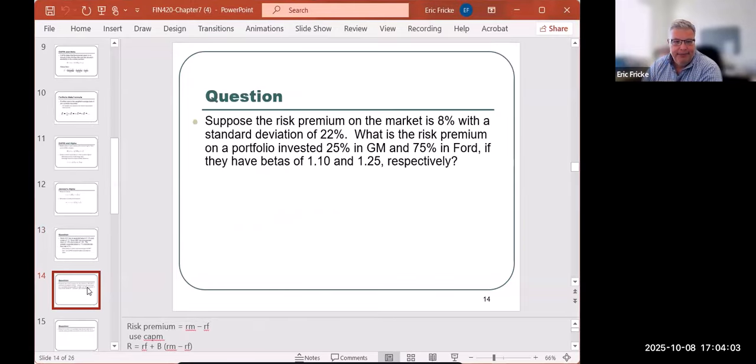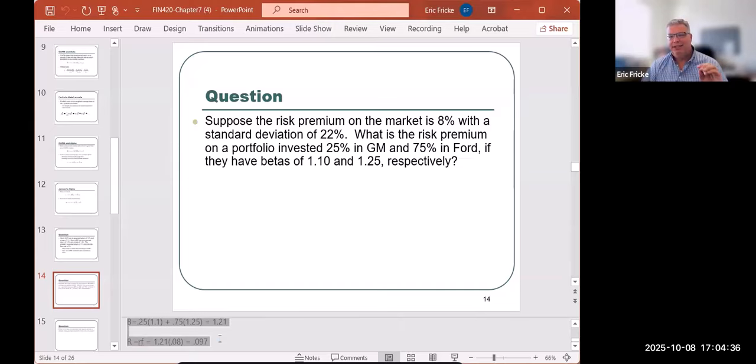All right, suppose the risk premium on the market is 8% with a standard deviation of 22%. What is the risk premium on a portfolio invested 25% in GM and 75% in Ford, assuming they have betas of 1.1 and 1.25? It's a little bit of a weird question. Let me see here.